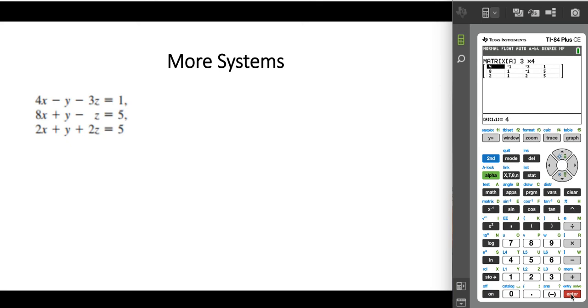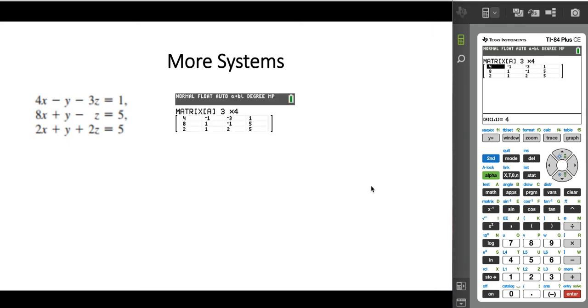I always stop and look at it and check each column to make sure that they match. 4, 8, 2; -1, 1, 1; -3, -1, 2; 1, 5, 5. Making sure I didn't make any mistakes in here. Okay, so that's done. Great. So you have your matrix in there.